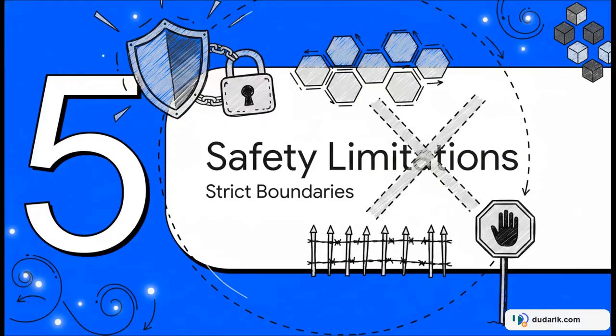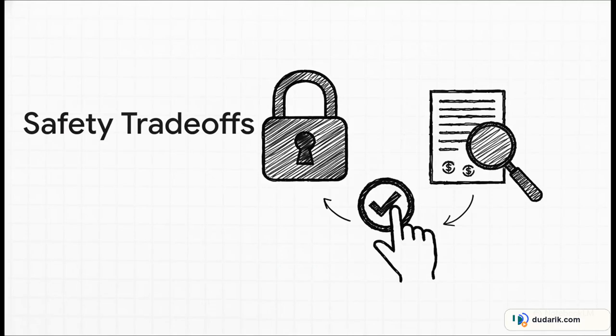Section 5. Safety, limitations, strict boundaries. All right, let's talk safety. Because when AI and money mix, it's absolutely crucial. The toolkit is designed around some very rigid, non-negotiable safety trade-offs. First, explicit confirmation is always required. You have to physically approve the transaction in your browser.